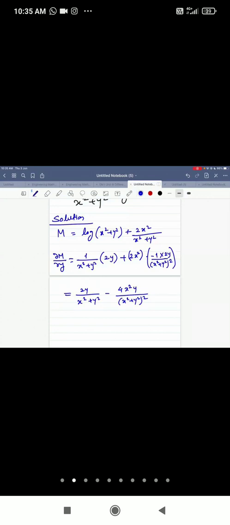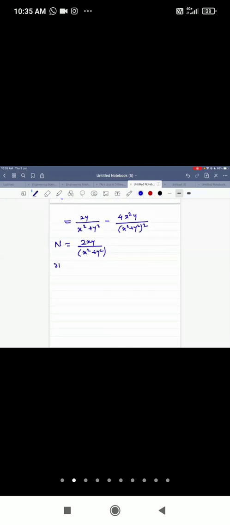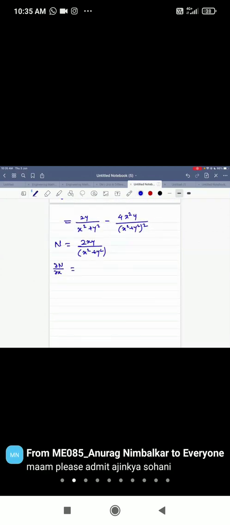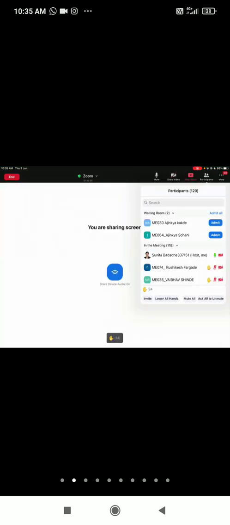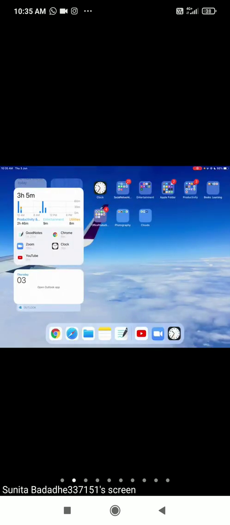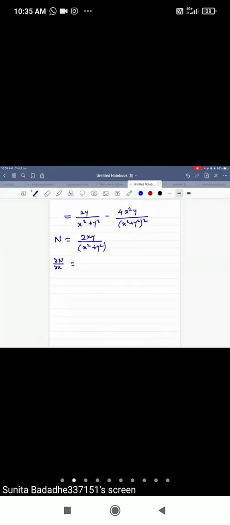Now let me write n. What is n? N is 2xy upon x square plus y square. Okay. So I have to find dabba n by dabba x. Here x is present in numerator and denominator. So I have to apply the quotient rule, isn't it?